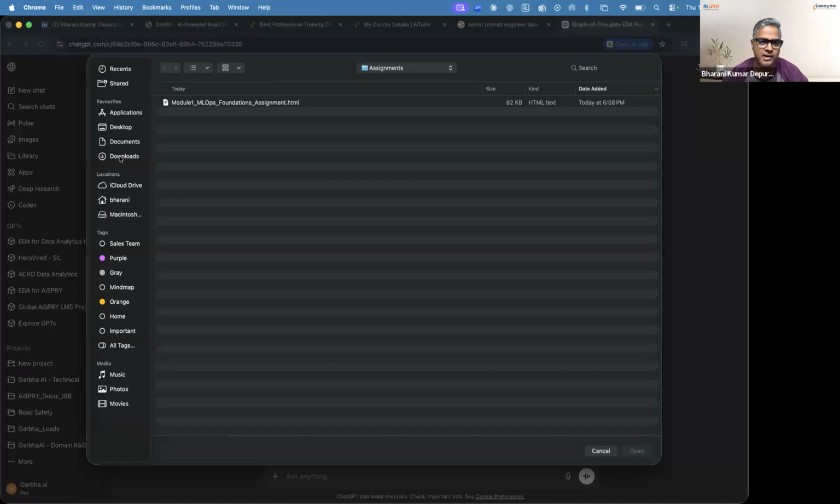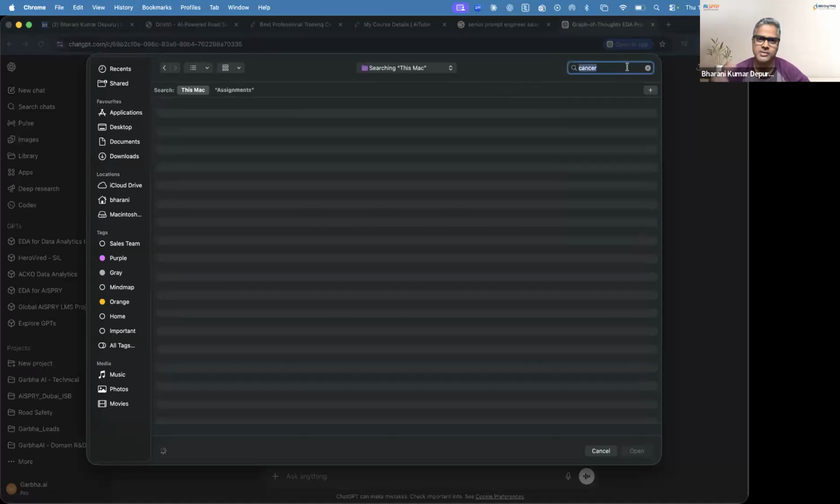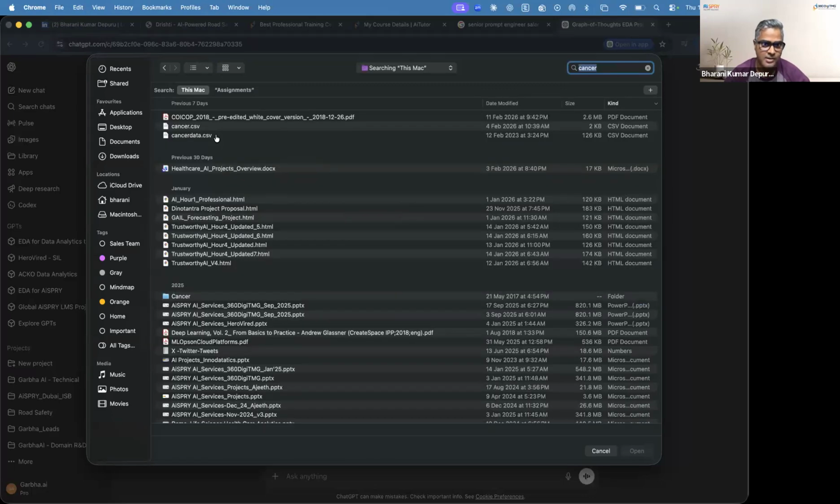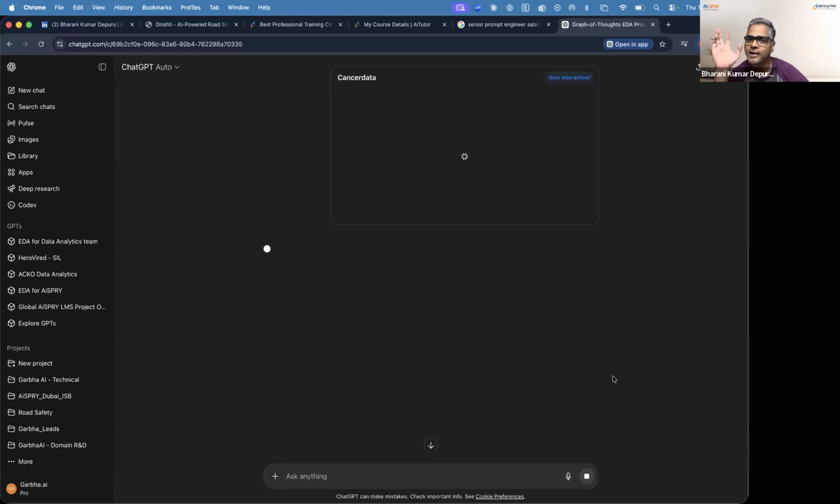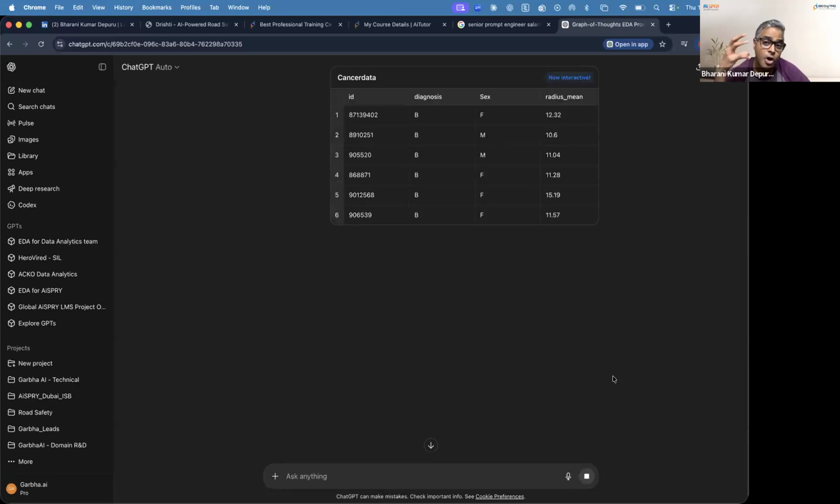Some data set, let me randomly pick one. Say cancer data. And if I just enter, it will perform the entire data analytics, friends. So the jobs themselves are changing drastically.